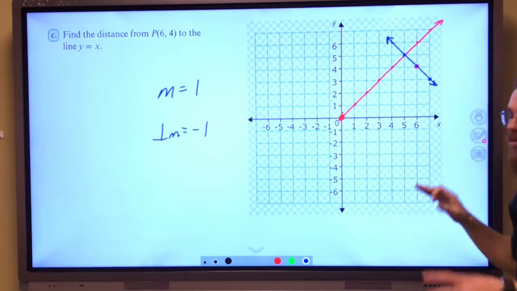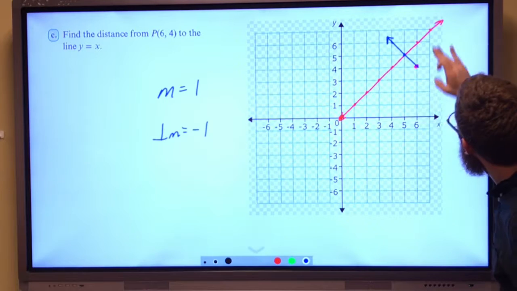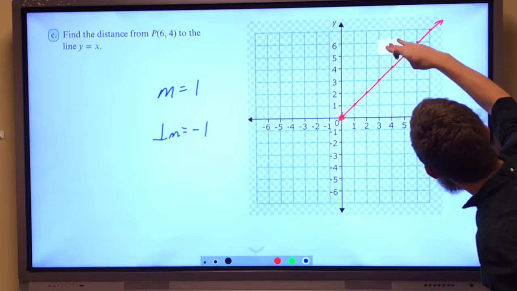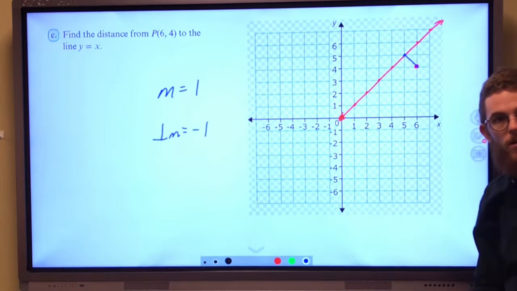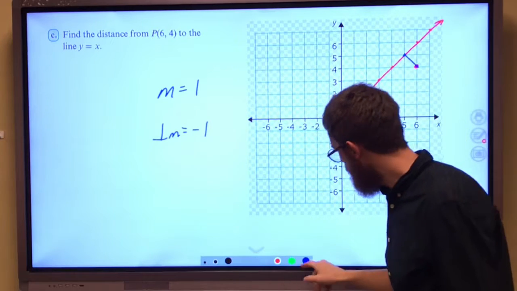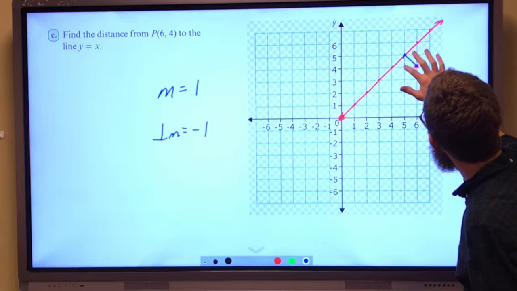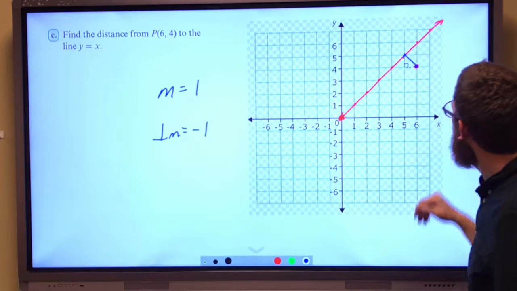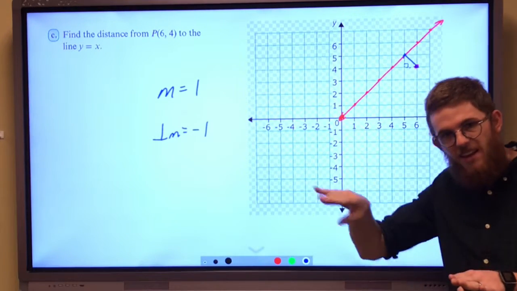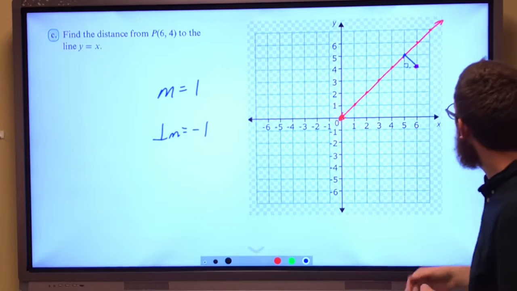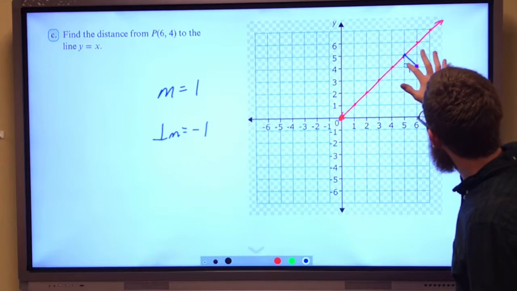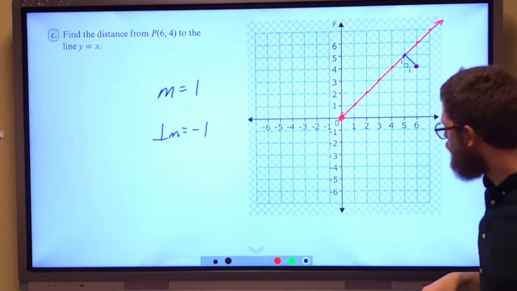And I don't want all of this. I just want to know the length of that perpendicular segment right there. Well, let's see how we can do this. Make a little right triangle here. That slanted length would be the hypotenuse. That's 1 unit over, 1 unit up.